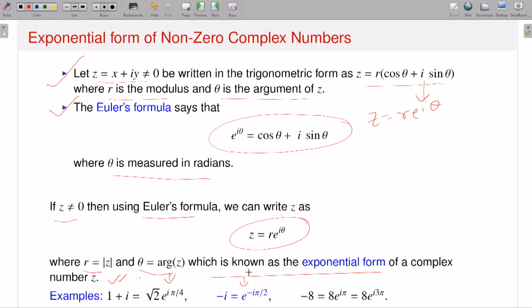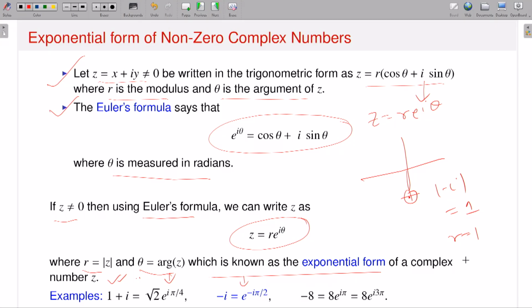Similarly, you can calculate for minus i. What is the modulus? You can draw minus i, so this is the point minus i. What is the modulus of minus i? This is actually 1, so therefore r is 1. And what is theta? Theta is the angle. So r comma theta is the polar representation. If I calculate the principal argument, that is also okay.